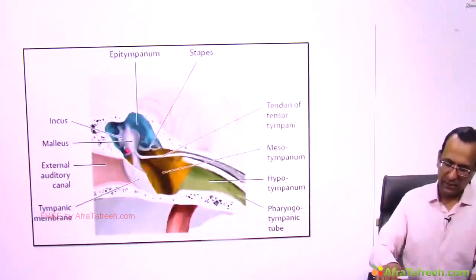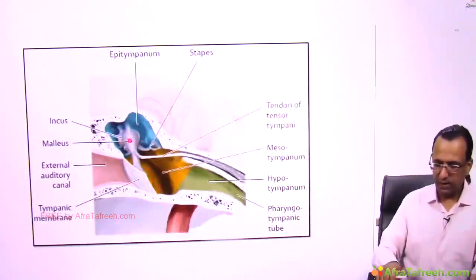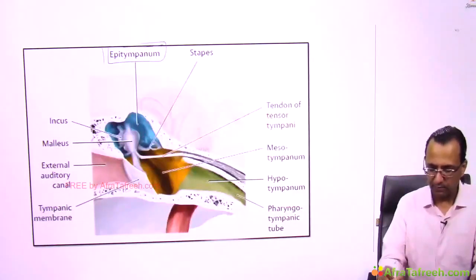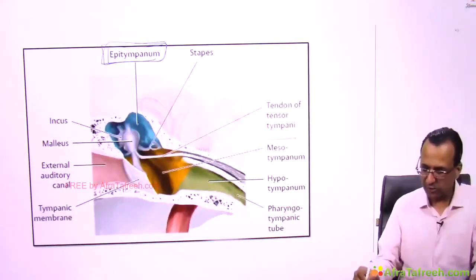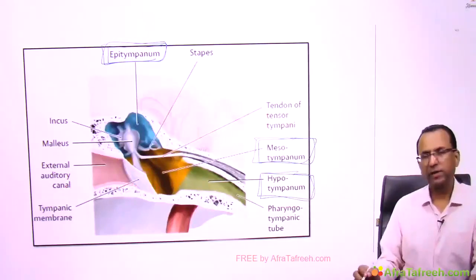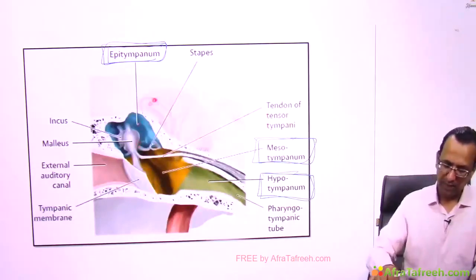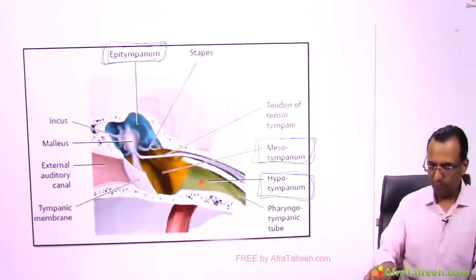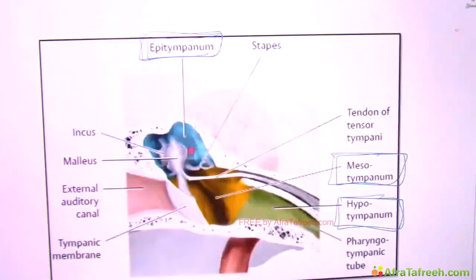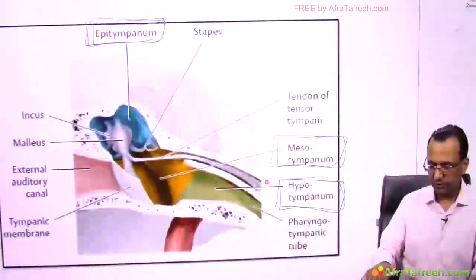This is malleus, incus, stapes, and you will find that the middle ear cavity is divided into epitympanum, mesotympanum and hypotympanum. Oh, I can understand. It means something is above, epi, and something is below, hypo. Is that so? Yes, that is correct. Epitympanum, which is superior, mesotympanum, which is in the middle, and hypotympanum, which is inferior.